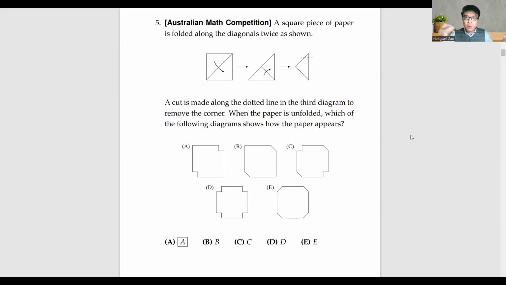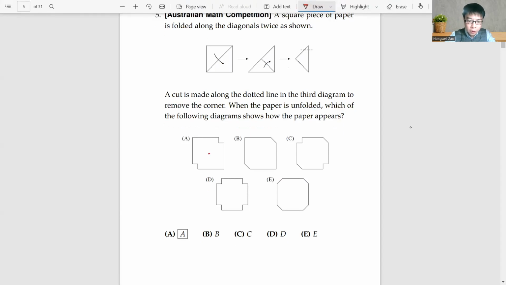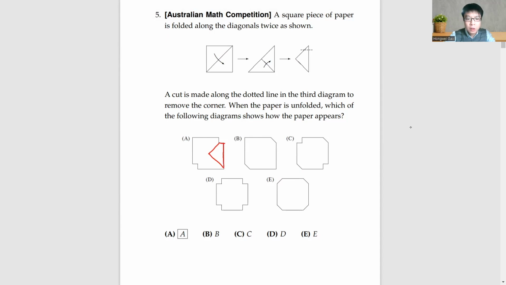Question 5. A square piece of paper is folded along the diagonals twice and a corner is cut. Now, which one is the result when the paper is unfolded? Here we can also work backwards. We check every picture and see what kind of cutting makes it. For example, for A, let's draw this 1/4. You connect the center to this one and this diagonal. That shows when it's folded twice, this should be the shape. Okay, that's actually the answer to this question.